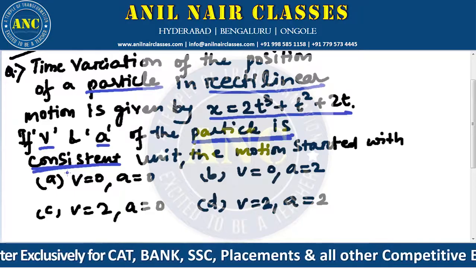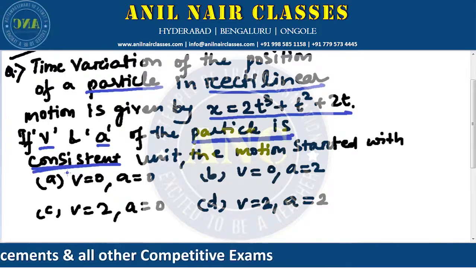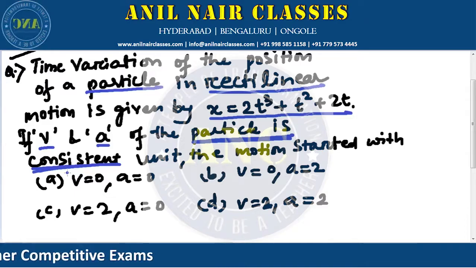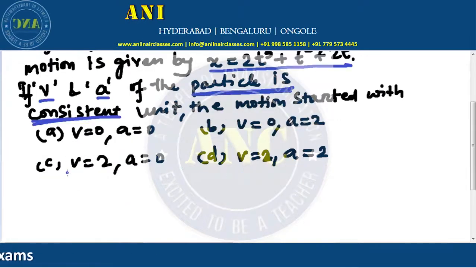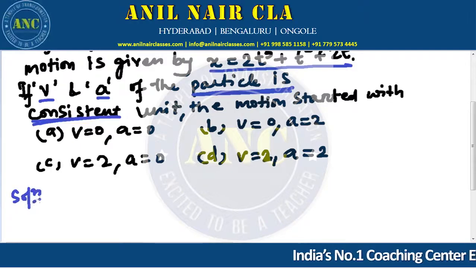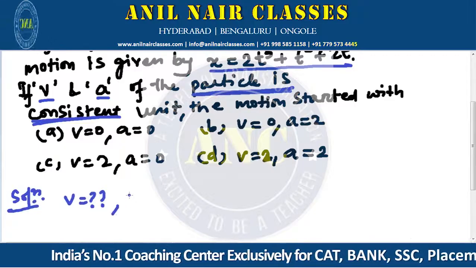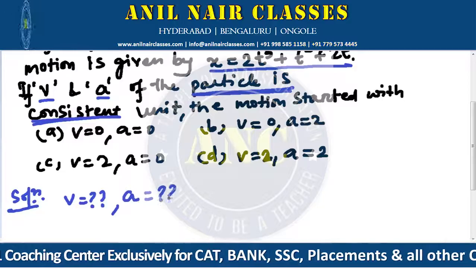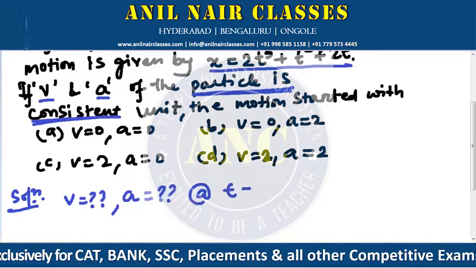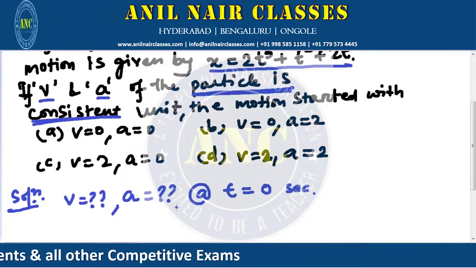When a particle is not moving, it means what? The particle is not covering any distance. When a particle is not covering any distance, obviously it is not consuming time. So we have to find the value of v as well as the value of a at time t is equal to 0 seconds. That is what the question is indirectly asking.